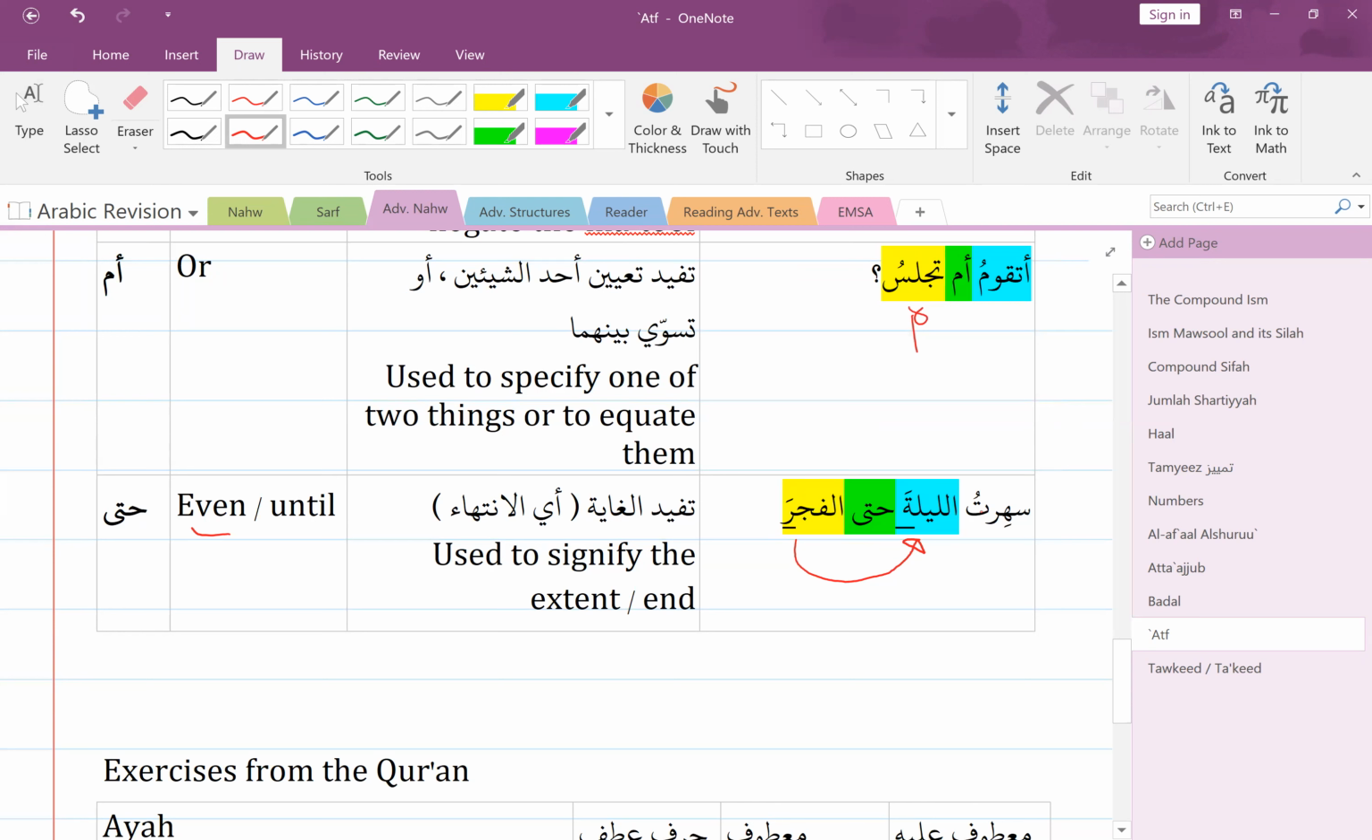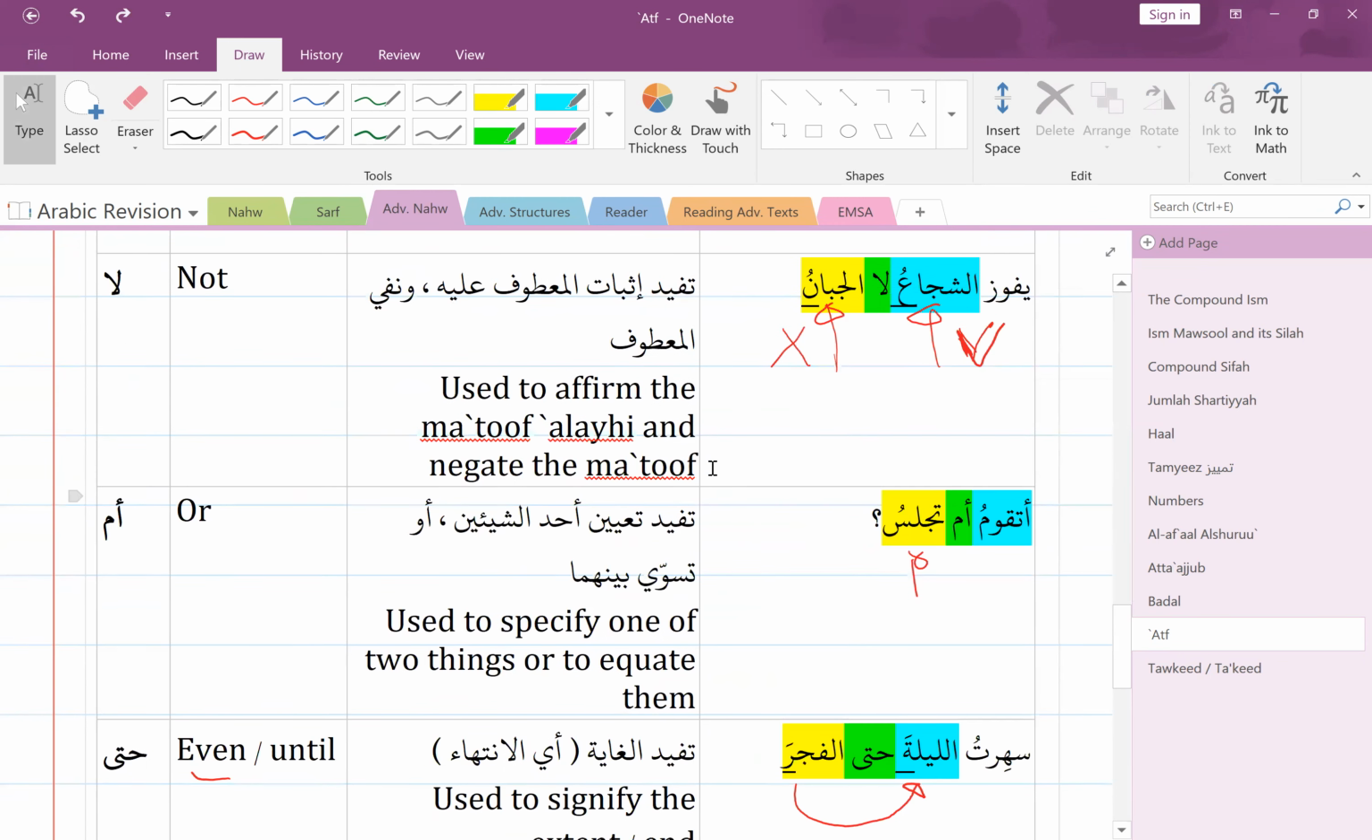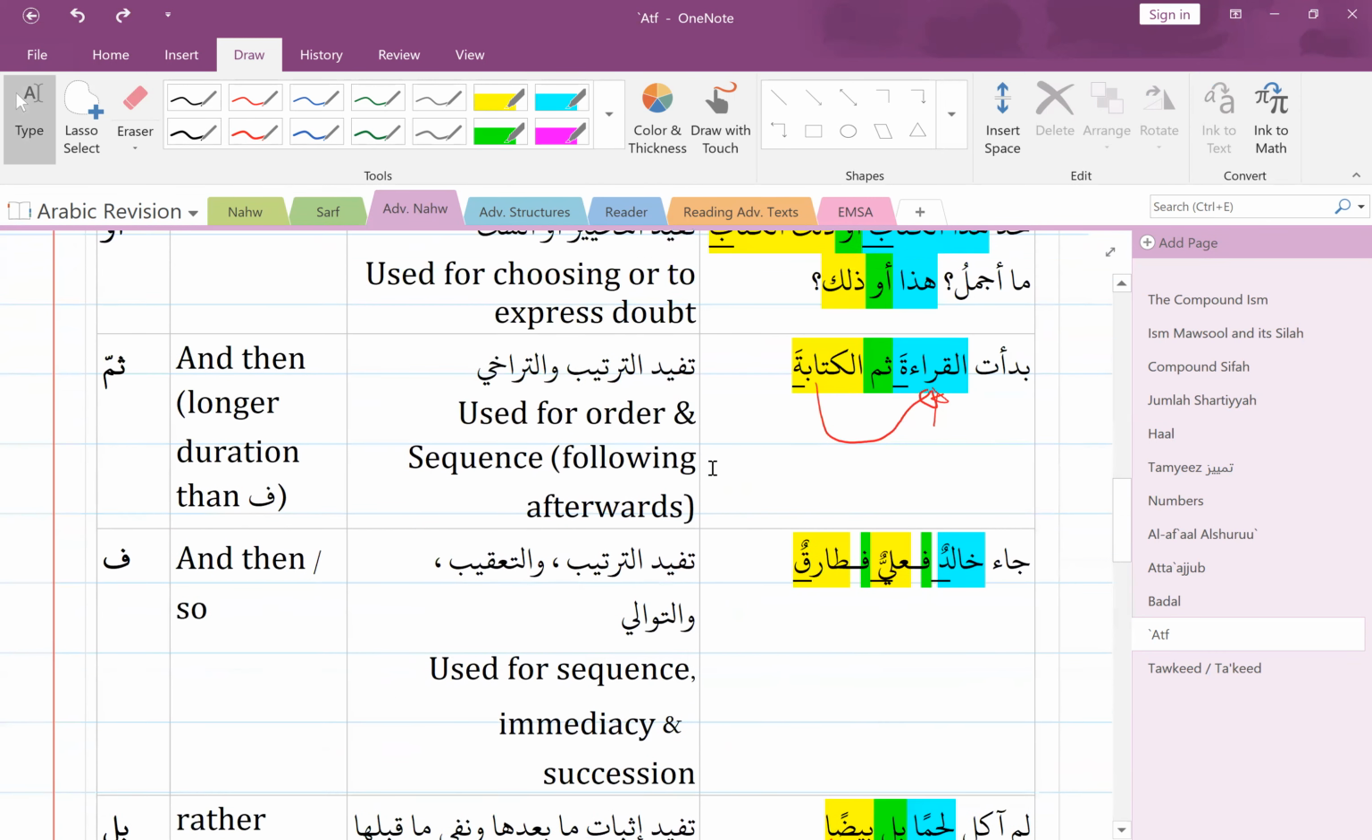It's not harf nasib, because you can see it is connecting Layla and al-fajr, and that's why al-fajr is mansub, just like Layla. It's only going to be isim mufrad, a single word at the end. You're not going to have a sentence. If you have a sentence, it's a different kind of hatta. Just keep that in mind when it comes to huruf al-atf. That's basically the wrap, all the huruf al-atf that we have.